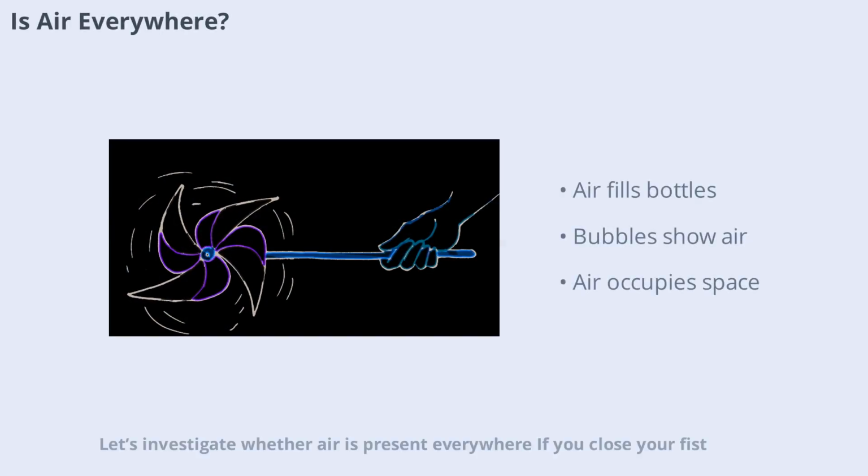Let's investigate whether air is present everywhere. If you close your fist, it seems empty, but is it really? Try taking an empty bottle and turning it upside down. It appears empty, but when you dip it into water, bubbles form as air escapes. This experiment shows that air occupies space even in places that seem empty. Air fills all available space, making it present everywhere around us, even inside seemingly empty containers.